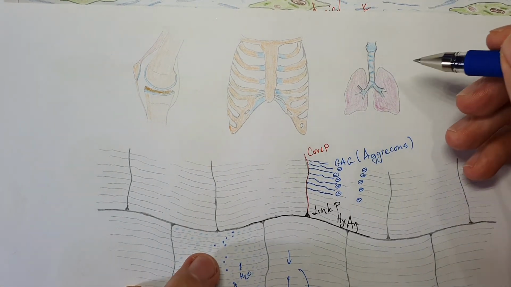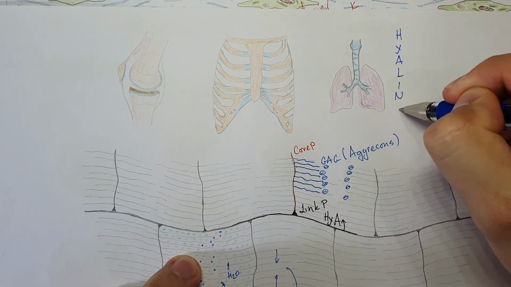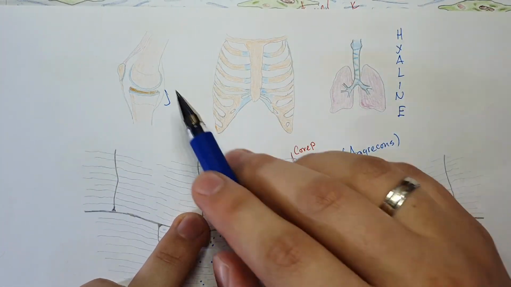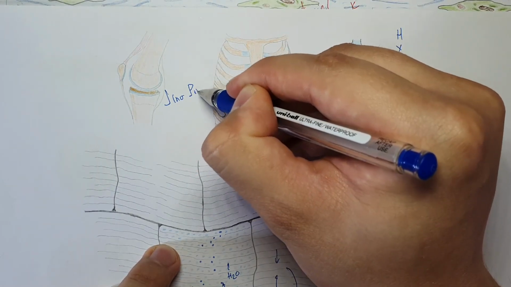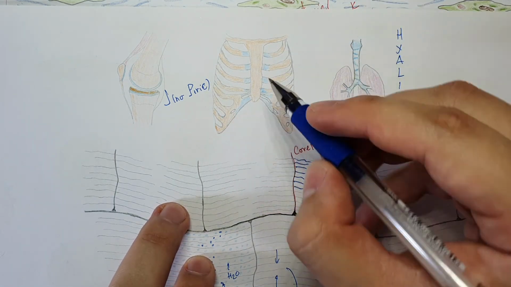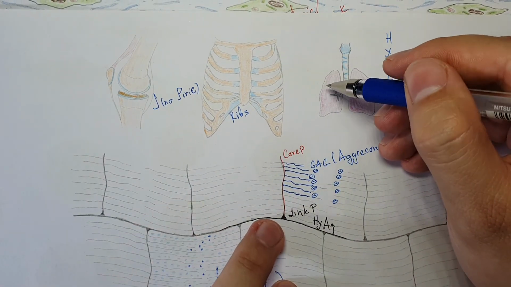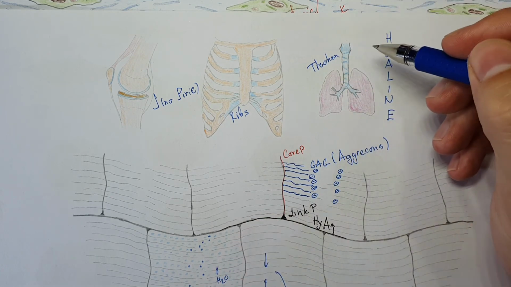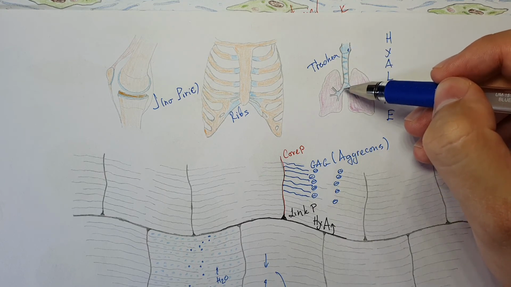Now, where is the cartilage found in our body? Hyaline cartilage is found in joints, but it has no perichondrium. Then it is found in anterior parts of our ribs and in big airways like the trachea. It is also found in the larynx, in its cartilage, in bigger bronchi, and so on.